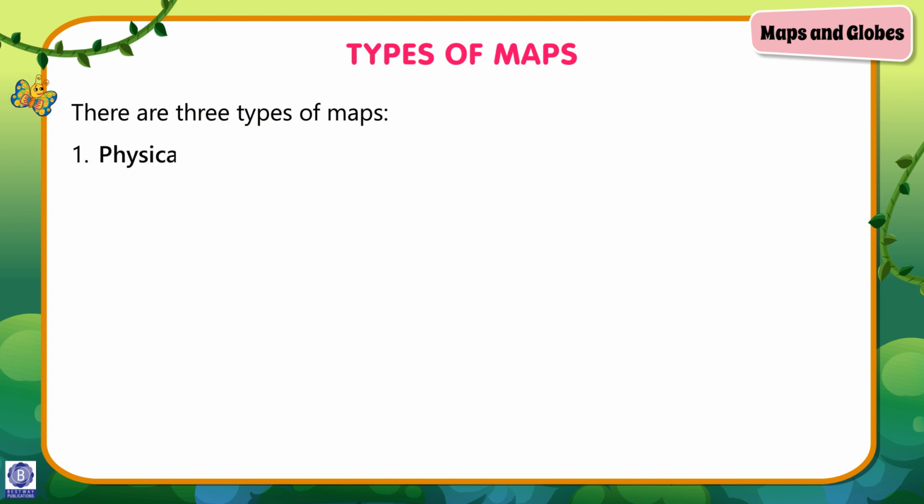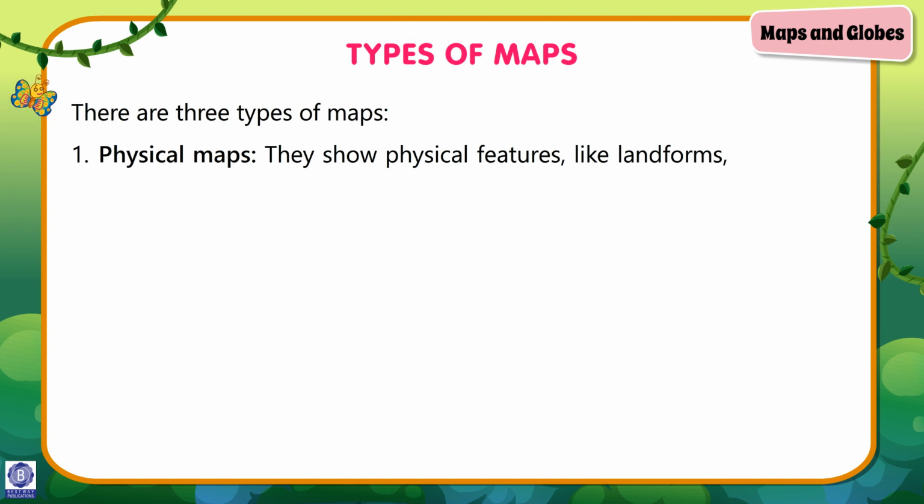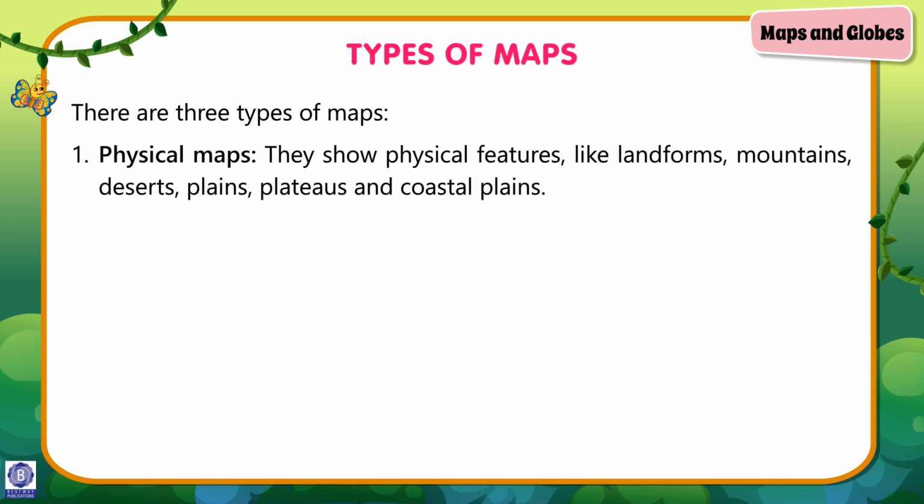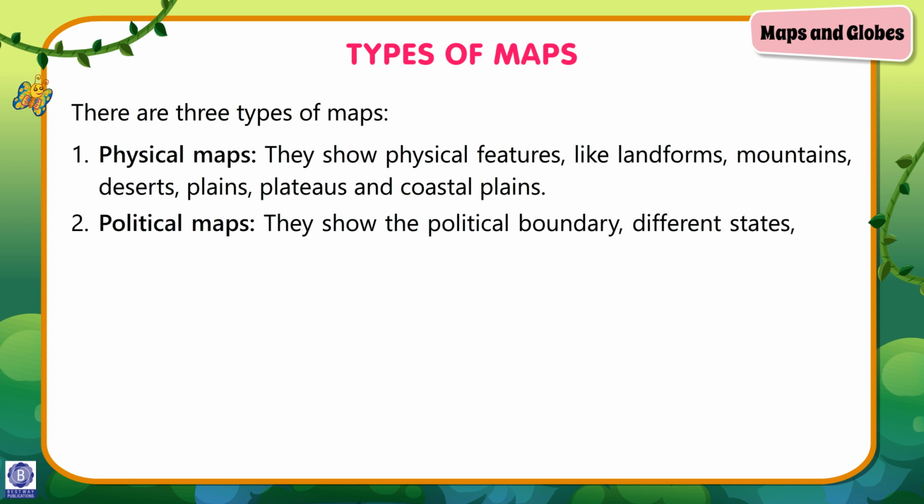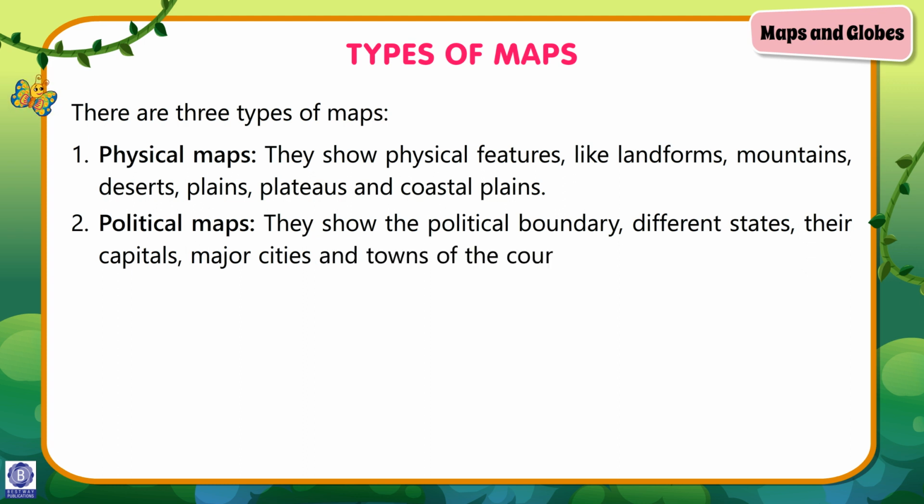Number 1. Physical maps. They show physical features like landforms, mountains, deserts, plains, plateaus and coastal plains. Number 2. Political maps. They show the political boundary, different states, their capitals, major cities and towns of the country. It also shows the capital of the country.